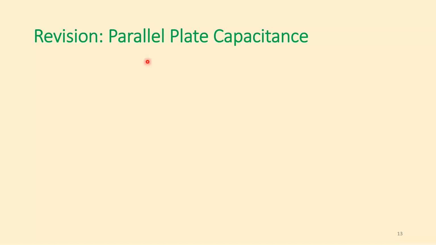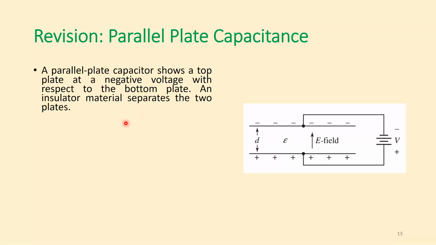So let's have a look at parallel plate capacitance. A parallel plate capacitor shows a top plate. You have parallel plates, and in between is an insulator. It shows a top plate at a negative voltage with respect to the bottom plate. An insulator material separates the two plates. This is just any parallel plate capacitance that you studied before this.